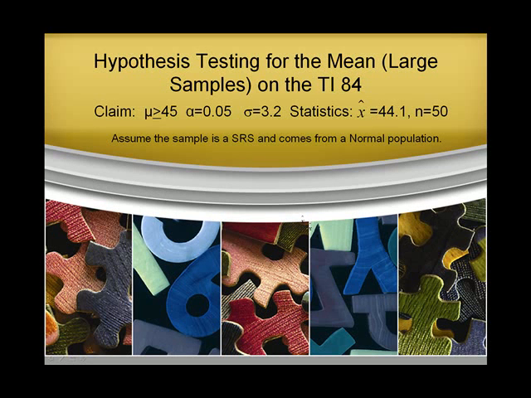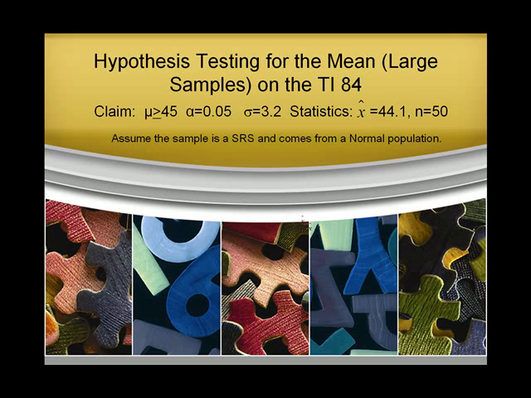In this video I will demonstrate testing a claim about the population mean for a large sample. Test the claim about the population mean where mu is greater than or equal to 45 at the level of significance alpha equals 0.05. Sigma is given as 3.2. The mean of the sample, x bar, is 44.1 and the sample size of the SRS is 50. Assume the sample came from a normally distributed population.